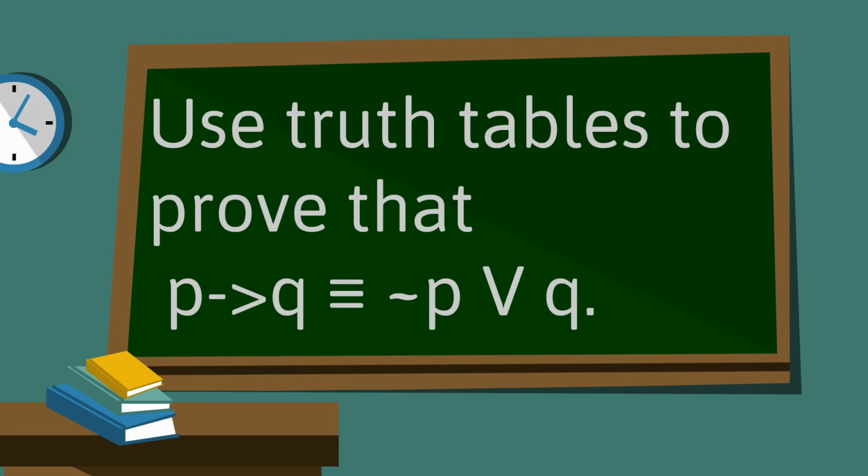Here's a typical exam or test question. We're going to construct two truth tables. The first one will be for this statement here, that P implies Q, or you might like to think of it, if P is true, then Q is true. This is a conditional statement. So we'll construct a truth table for that statement.